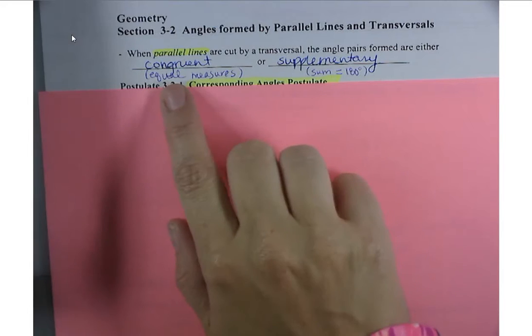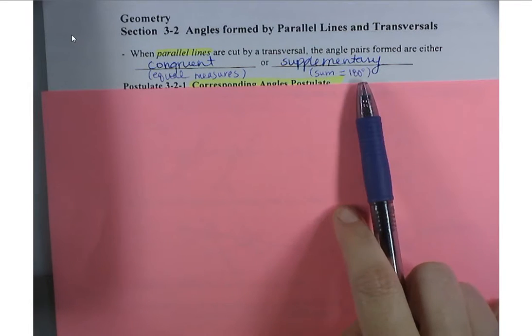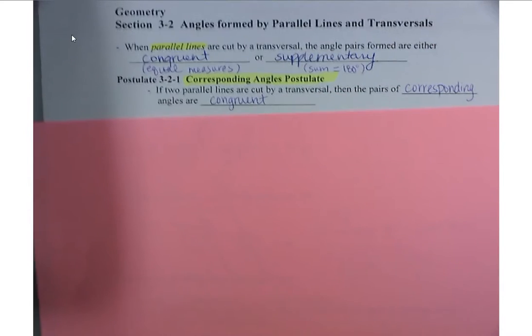That's important. So if they're congruent, remember that means that they are equal measure. Okay? If they are congruent, they have equal measure. If they're supplementary, then, Sam, what does that mean? They add up to, yeah, so the sum of those angles is going to be 180. So congruent or supplementary. In fact, most of them are congruent. There's only one pair that's going to be supplementary. So that's what we're going to talk about today.